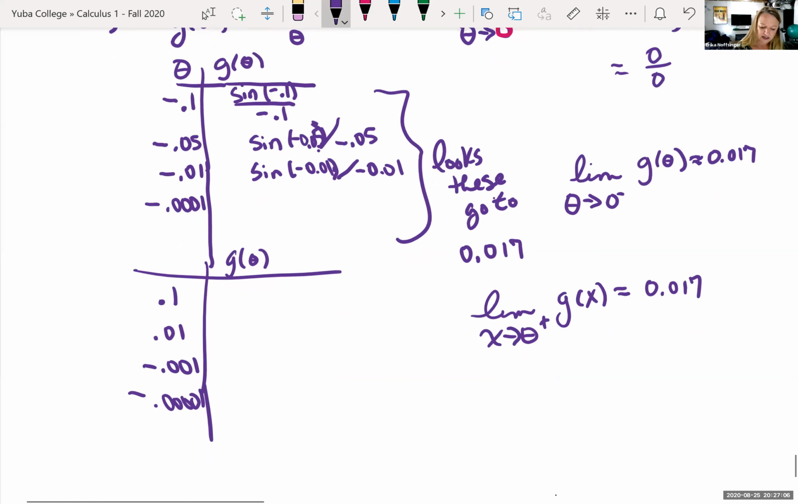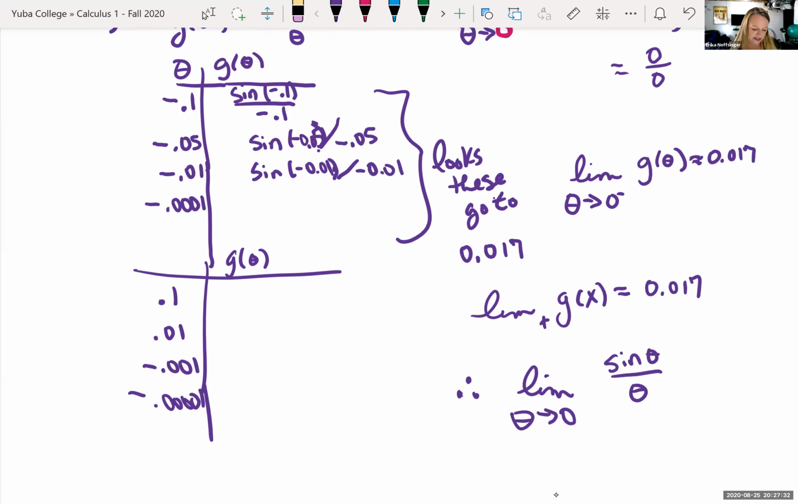Okay. And so therefore we can say that the limit as theta approaches 0 of g of theta, which is the same thing as sine theta over theta, sorry, this should have been a theta goes to 0 here, not x goes to theta. And this should be g of theta. This is equal to the 0.017.